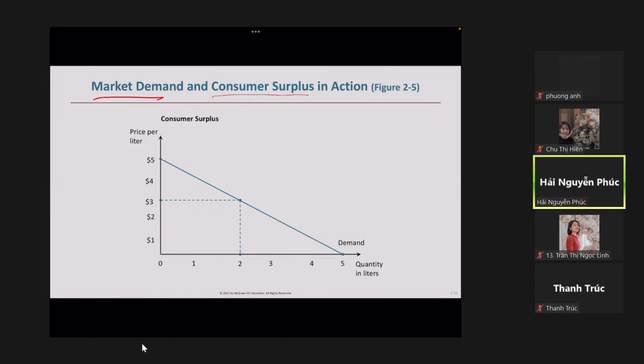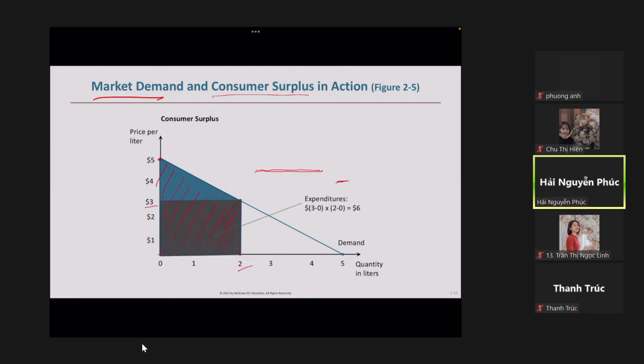Suppose the price is 3 and the quantity is 2. Here, this area tells us about the total consumer value. You can see that, for example, 5, 0, 3, 0, and it is equal to 8.